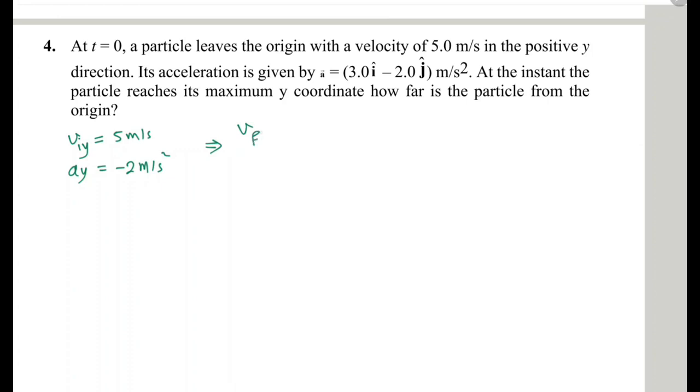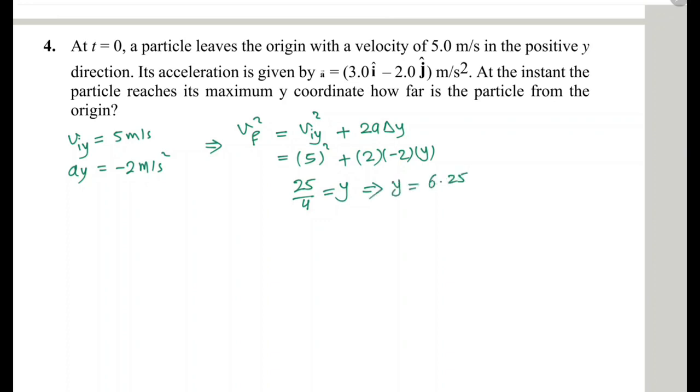Now the final v_y squared equal to the initial v_y squared plus 2a delta y, or equal to 5 squared plus 2 times minus 2 y, so 25 over 4 equal to y. In other words, y equal to 6.25 meters.